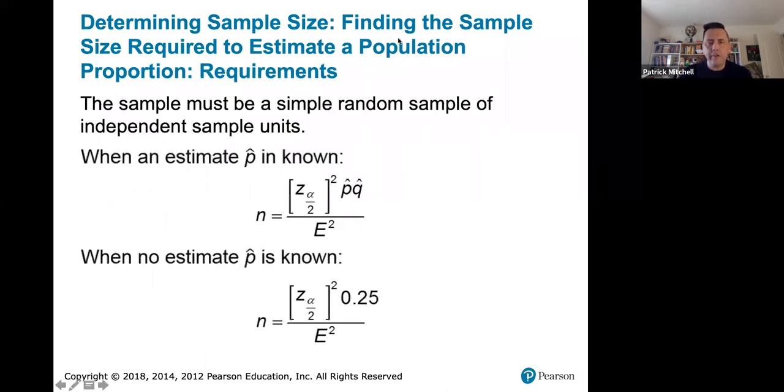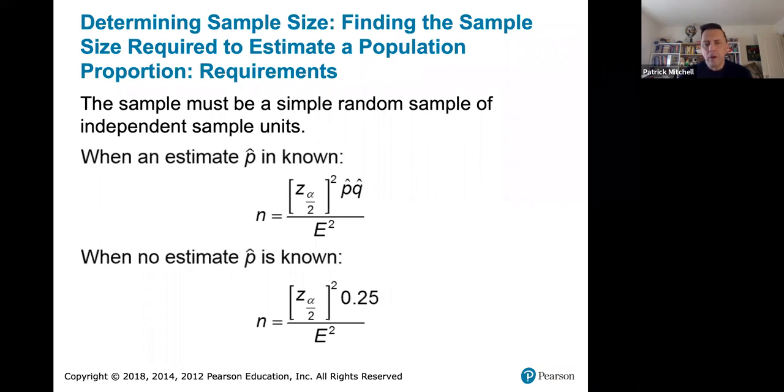Okay, so there are two situations depending on whether or not you know the sample proportion. If you know the sample proportion, then your required sample size will be the critical value squared times P hat times Q hat, and then divide by E squared. E is the margin of error. Okay, that's if you know P hat.